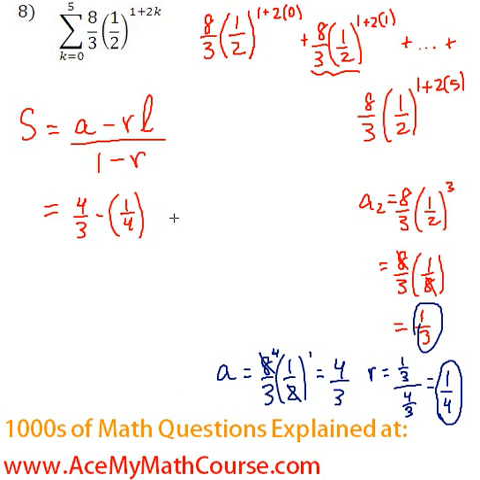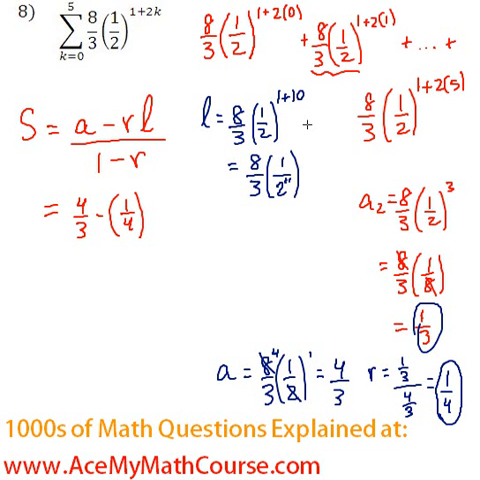1/4, now times the last term. And that is the last term over here. Now we're also going to have to work that out. So the last term is 8 over 3, so I'm just grabbing this formula, right? Times half to the power of 1 plus 2 times 5, 10. That's going to be 8 over 3 times 1 over 2 to the power of 11, because 1 plus 10 is 11.